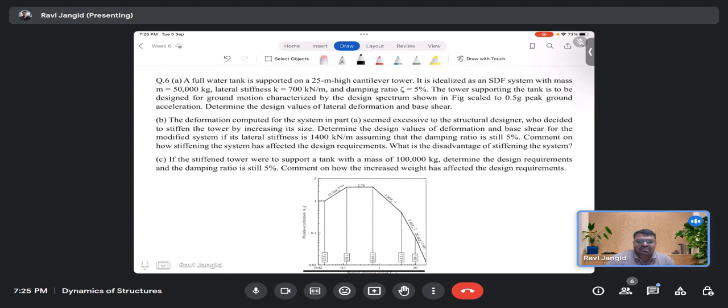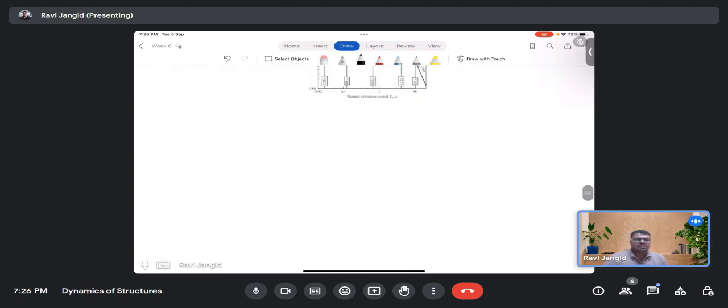Okay, so let us go one by one. It will be like a shorter exercise. The only thing is that it is longer, but it is more conceptual.